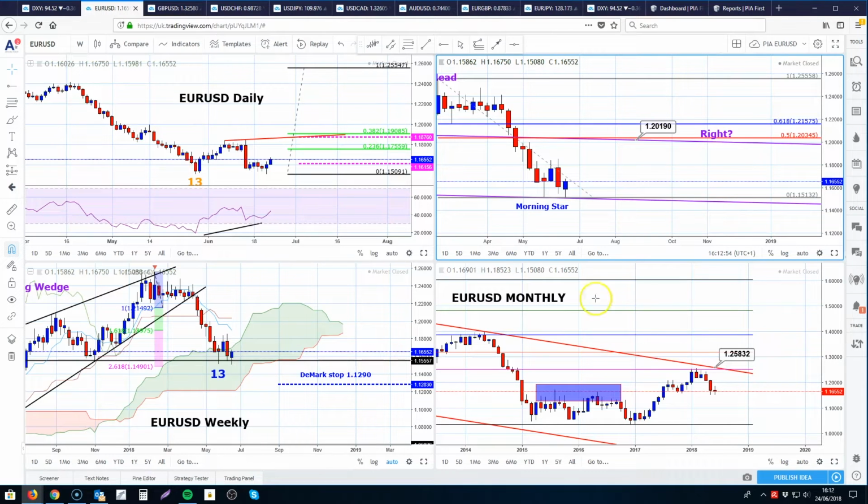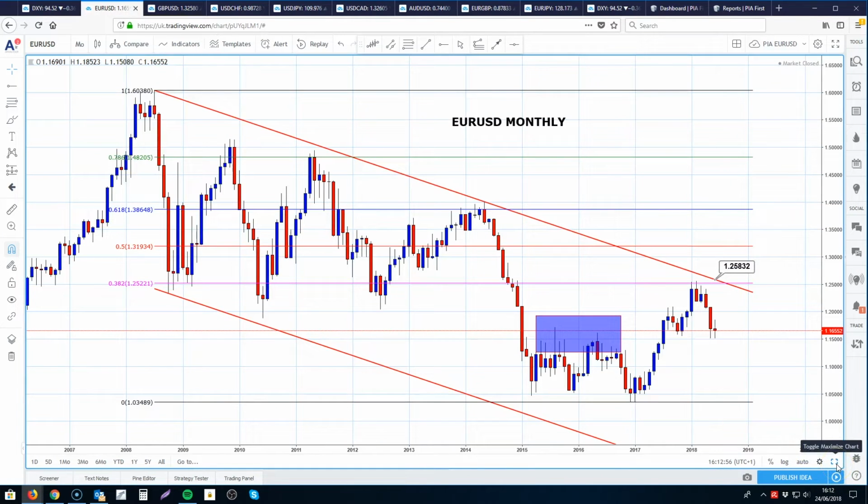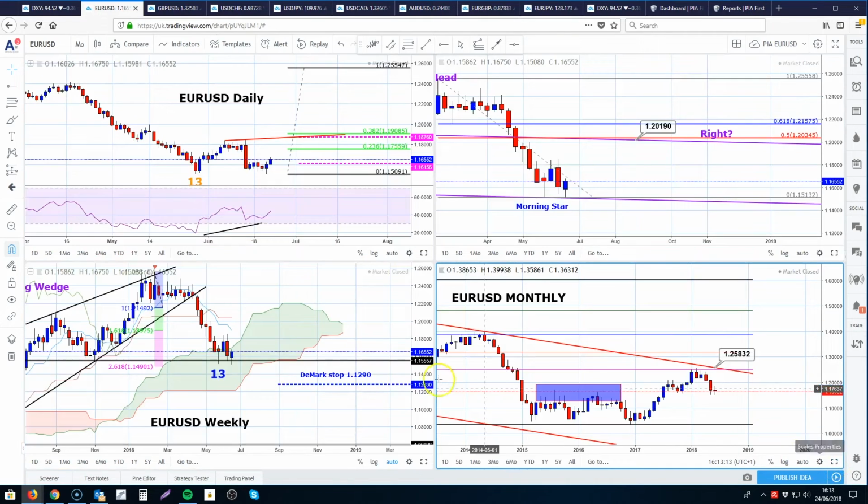So euro dollar, bearish channel formation, stopped, reversed, close to the 38.2% pullback level at 125.22. We've since moved lower. Again, this was resistance, now becomes support. Not a great deal to take away from this time frame.